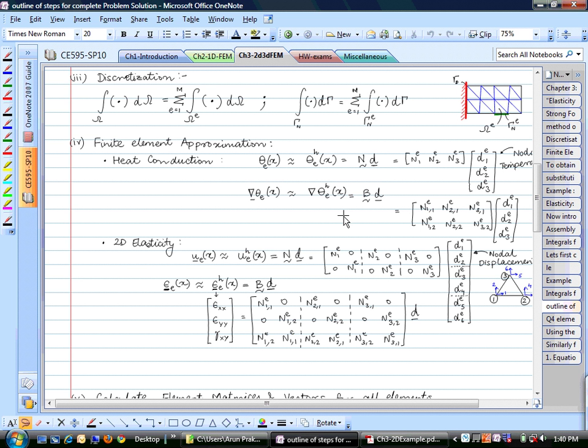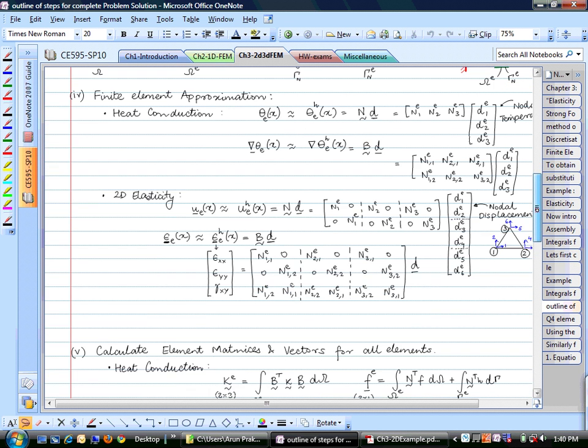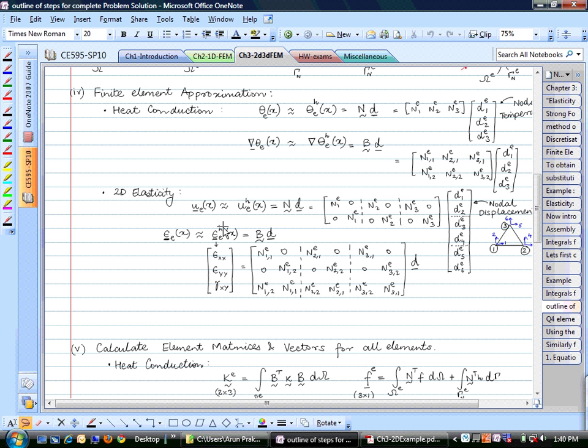The intricate details of how to calculate all these integrals, we talked about in the last couple of lectures, for the special case when you have constant body force and constant heat source. So the same thing happens in 2D elasticity.